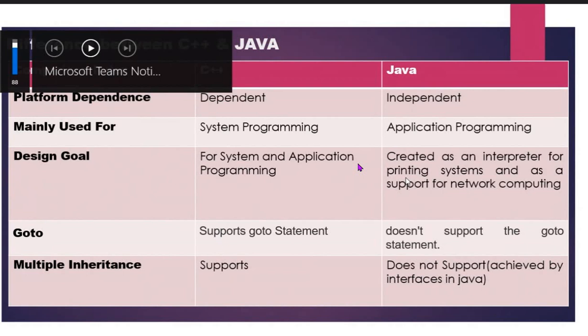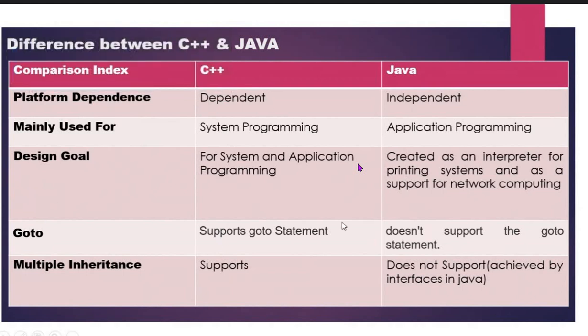And next is multiple inheritance. It supports, it does not support, it supports and it does not support the multiple interfaces. Does not support. It does not support the multiple inheritances achieved by interfaces in Java. So actually, this statement needs to be read carefully. Yes, it supports multiple inheritance, but through interface. Okay, so that is why it's saying achieved by interfaces.